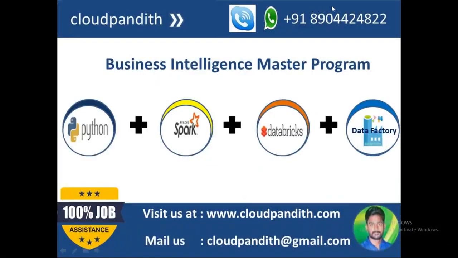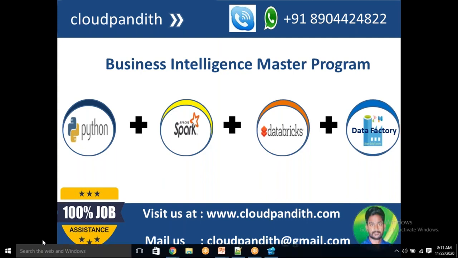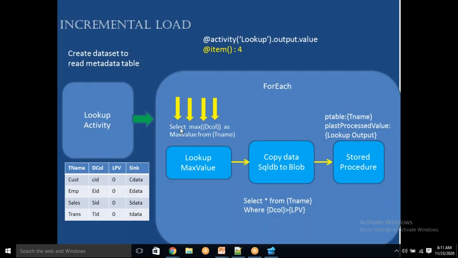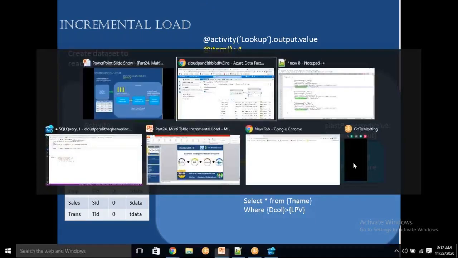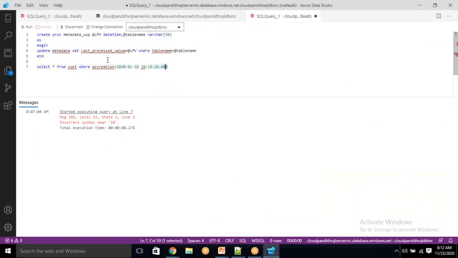Let me just show you in this diagram, right? One second. Similarly here in this diagram, what we thought is, see, we thought one by one will come. But now what happened? All three lookups ran at once, all three copy activities ran at once, all stored procedures ran at once. Okay. Now we know what is the value we have updated.